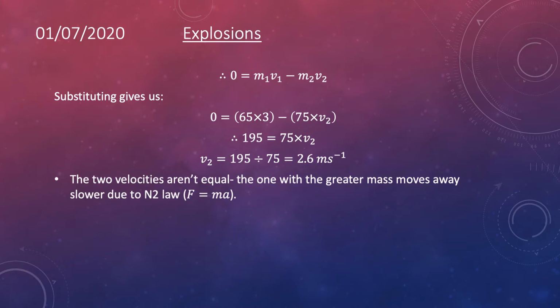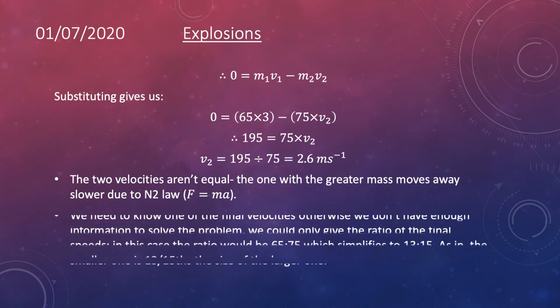The two velocities aren't equal, as we said. The two people have got slightly different weights, 75 and 65 kilos. The one with the greatest mass, person 2, moves away slower because of Newton's second law, force is mass times acceleration. Bigger mass, it's going to accelerate less from the same force, because the force applied by both people is going to be equal and opposite, because that's what makes them move apart.